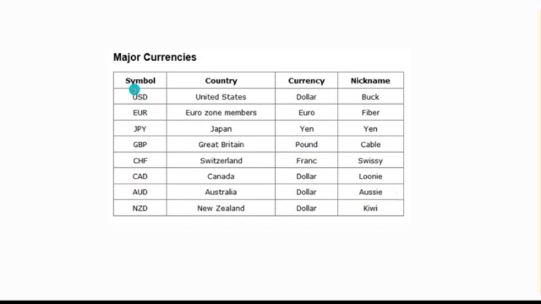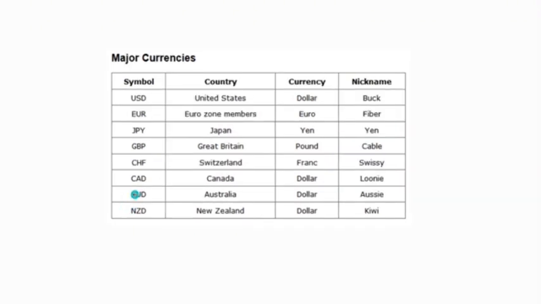Now we have the symbols. You can see USD, Euro, you have the JPY, Japanese yen, Great Britain pound, Swiss franc, that is the symbol for Swiss franc. We have the country, we have the currency, and the nickname. It also has a nickname. We have the US dollar as the buck, the euro as the fiber, the Japanese yen as the yen, the GBP as the cable, the Swiss franc as the Swissy. Okay, we have the Australian dollar as the Aussie, and the New Zealand dollar as the Kiwi.